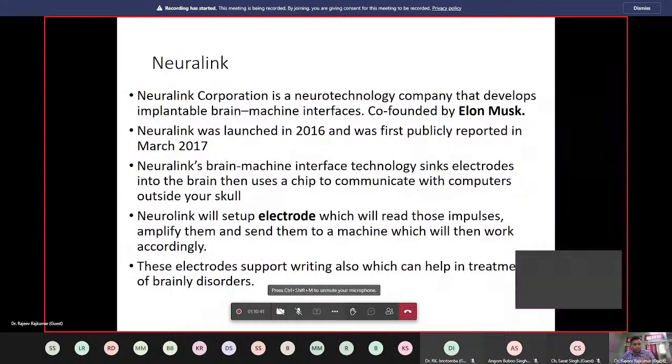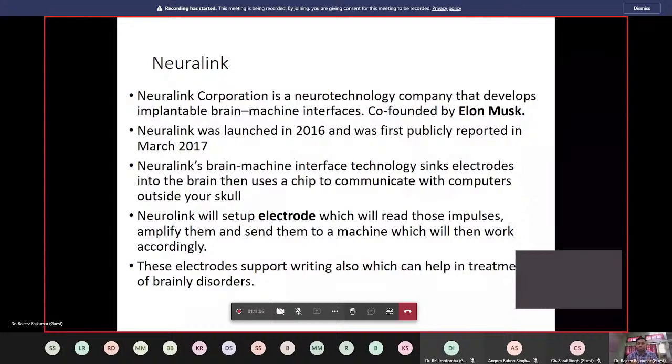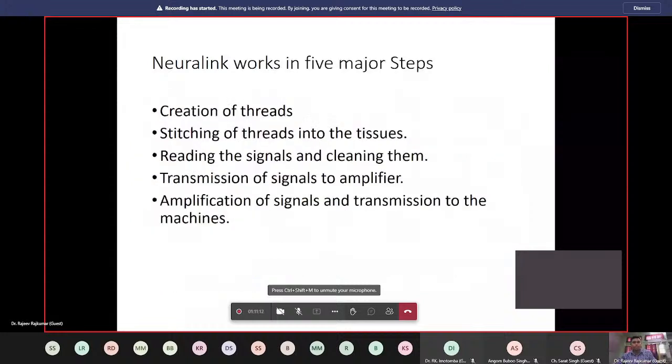Neuralink will set up electrodes which will read those pulses, amplify them, and send them to the machine, which will then work accordingly. These electrodes also support writing, which can help in the treatment of brain disorders. With the help of Neuralink, a person can type using the mind, from the brain. There are five steps in how Neuralink works. First, they create a thread and stitch the thread into the tissue, like inserting that cord inside the brain.